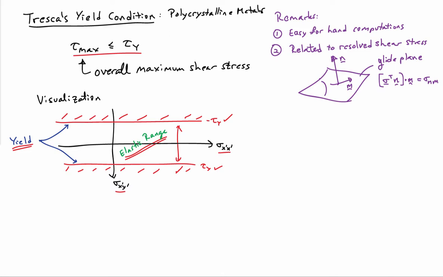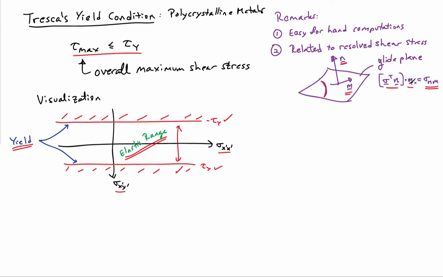The other nice thing about Tresca's yield criteria is that it has a relatively good connection to the actual physics associated with yield in metals. Yield in metals is associated with movement of defects or dislocations, and the dislocations or defects, they move on what are known as glide planes, and they move due to shear stress on the glide plane. So suppose I have some kind of defect on a glide plane whose normal is n, and it's moving in the m direction, then the shear stress that's driving that dislocation is simply sigma transpose n dotted with m will give me the shear stress in that direction.